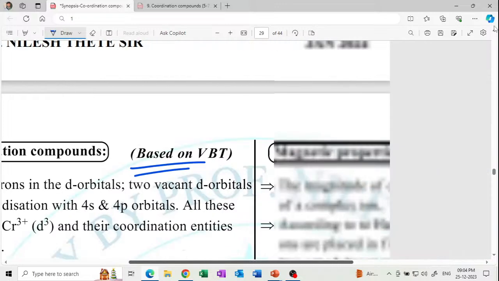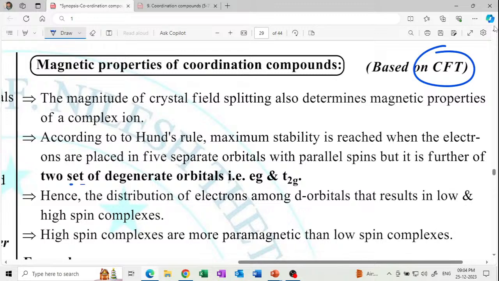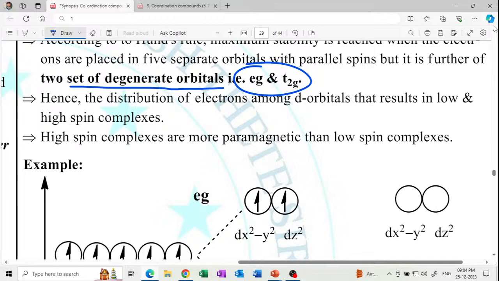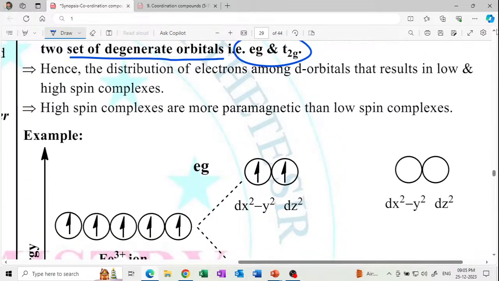Okay, get it? And these are the magnetic properties of coordination compounds based on CFT. The two sets of degenerate orbitals are eg and t2g. CFT: the crystal field splitting parameter determines the magnetic properties of coordination compounds. High spin and low spin complexes, in this way. So this is Fe3+ with F6 and CN6. So this is the difference between eg and t2g. Get it? High spin complexes are more magnetic than low spin complexes.